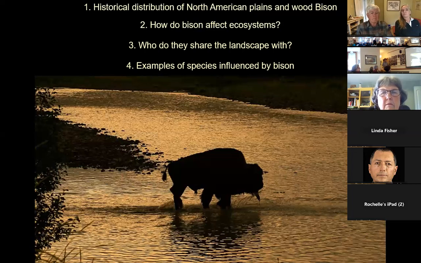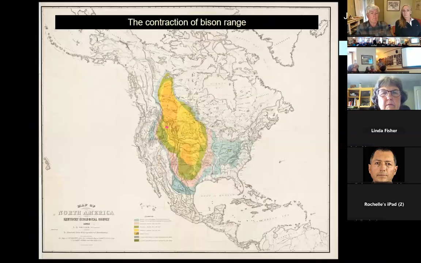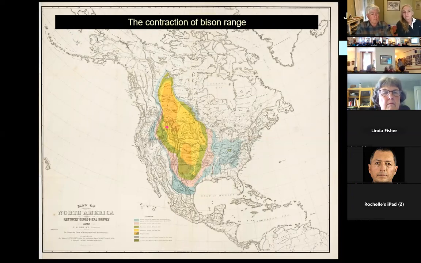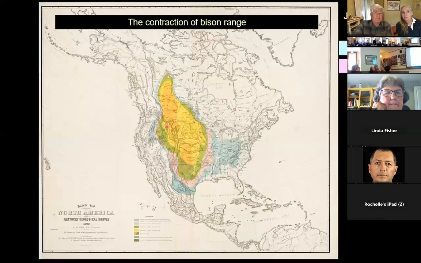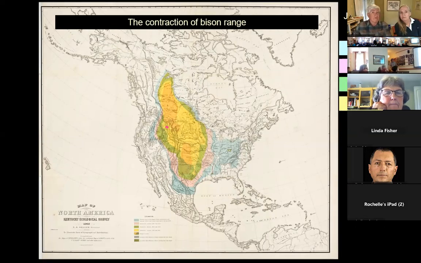Next slide. So this is a complex map that was made by Joel Allen in 1876, and it shows the contraction. Can we dim the lights a little bit? It shows the contraction of the range from 1800 through to the end of the bison era. Next slide. You can just keep clicking through the numbers. You can see the colors on the map. The colors correspond to those years.